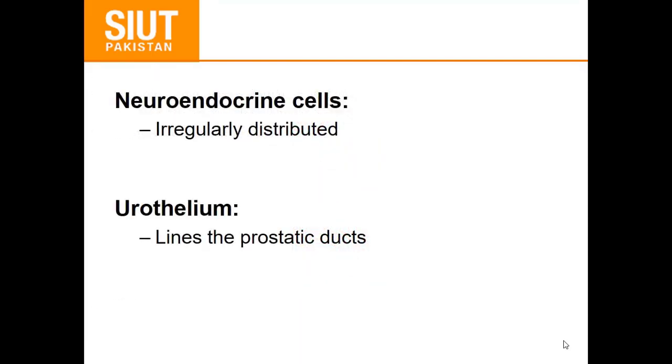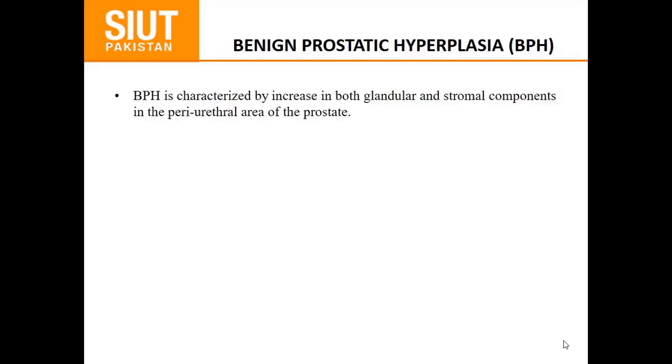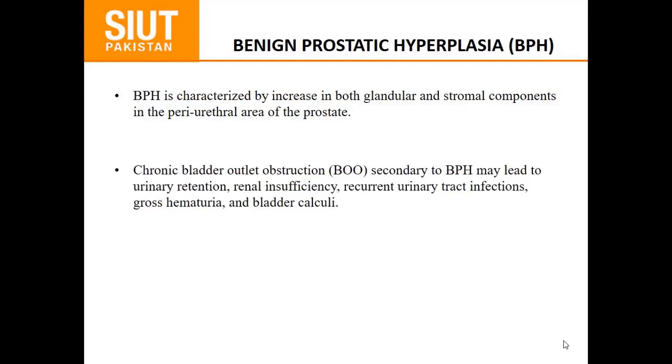Neuroendocrine cells are irregularly distributed, and urothelium lines the prostatic duct. Mucins. Normal mucins are neutral. Most adenocarcinomas secrete acidic and neutral mucins. BPH. BPH is characterized by an increase in both glandular and stromal components in the periurethral area of the prostate.